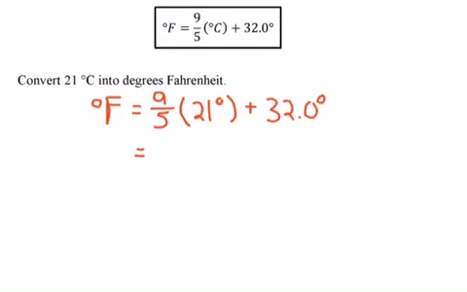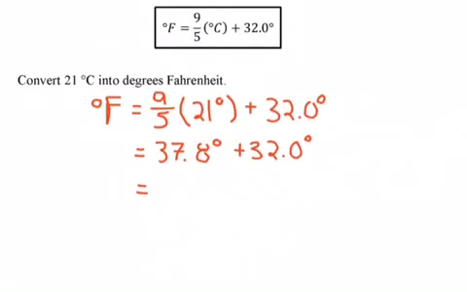Okay, so now we have 9 over 5 times 21, and then after I evaluate that, I can do plus 32. And in this case, again, I want to encourage you to work smart, not hard. You will have a calculator on your end of course exam, so just type this into your calculator. 9 divided by 5 times 21, that gives you 37.8 degrees plus your 32 degrees.